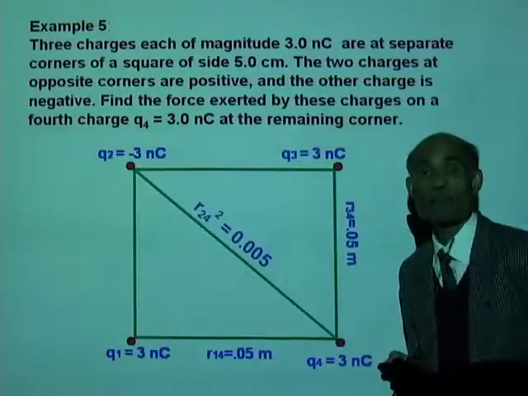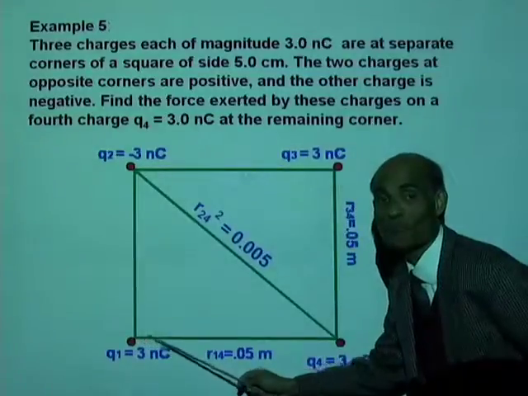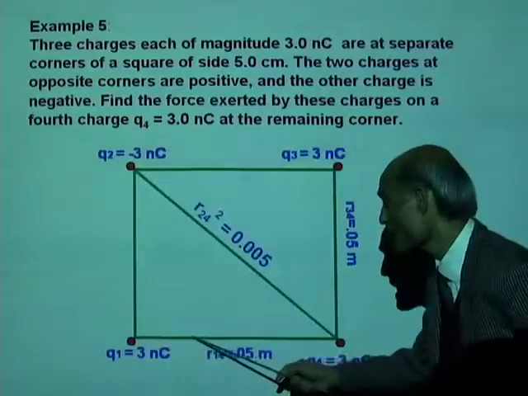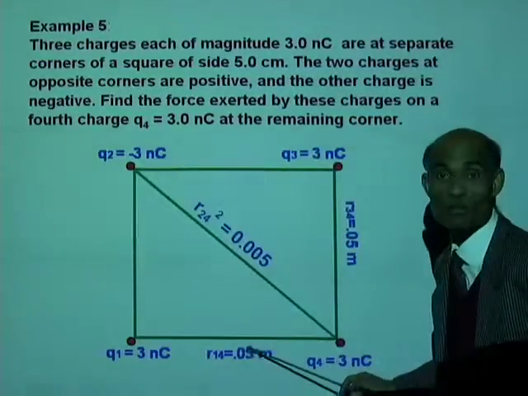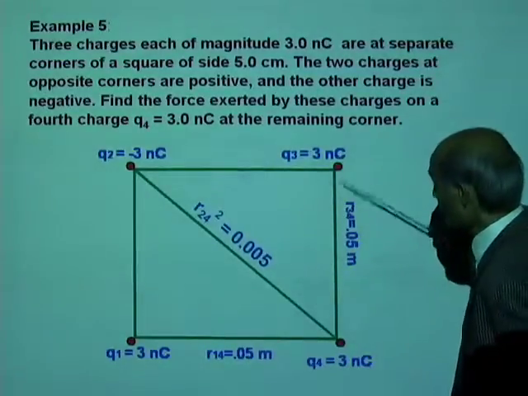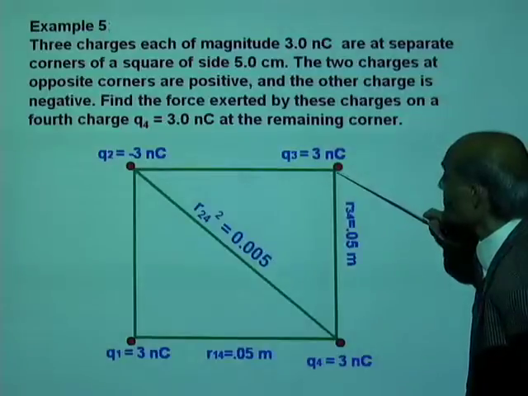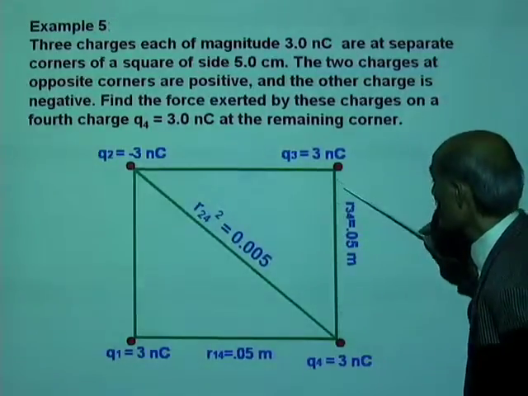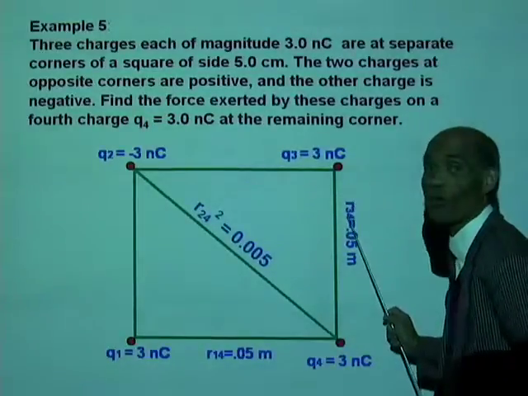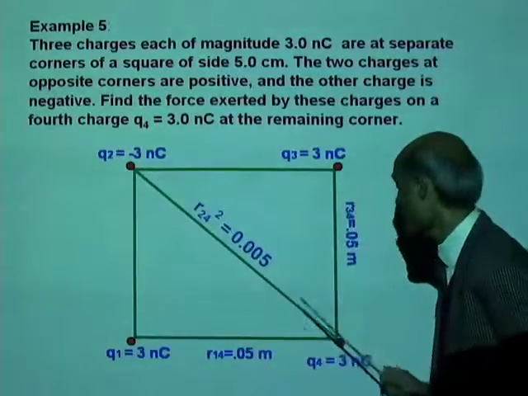Alright, let's first of all figure out the distances. We need to find the force on Q4 by Q1. That means you need to know the distance between them, R14. That is the side of the square, which is 5 centimeter, 0.05 meter. Then we need to find the force on Q4 by Q3. The distance between them is again 5 centimeter, 0.05 meter, R34.